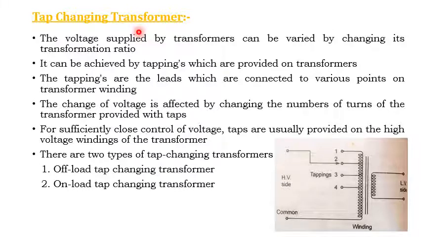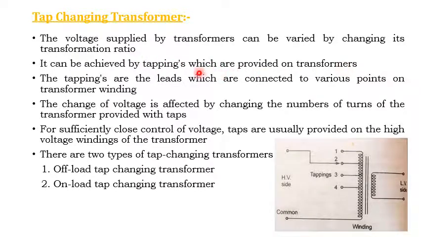You know, in case of power system networks, the voltage supplied by a transformer can be varied by changing its transformation ratio, because it is very essential to vary the voltage supplied by the transformer. So how can it be done? By changing its transformation ratio. You know how the transformation ratio can be changed. It can be achieved by tappings which are provided on transformers.